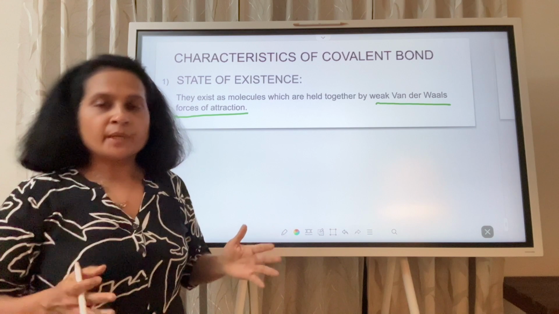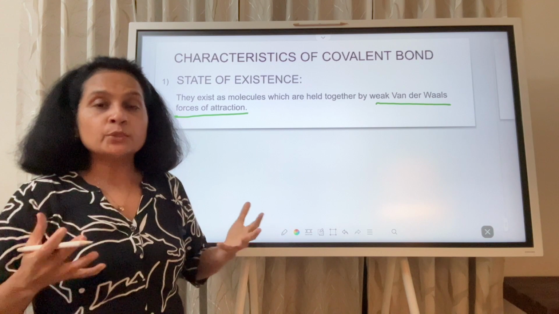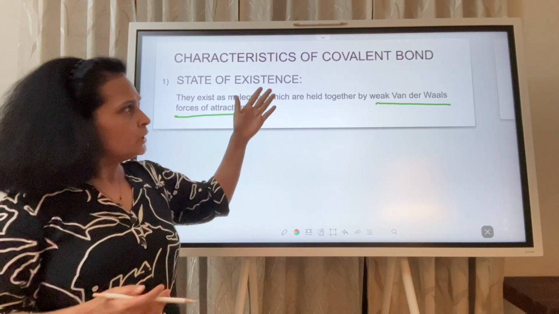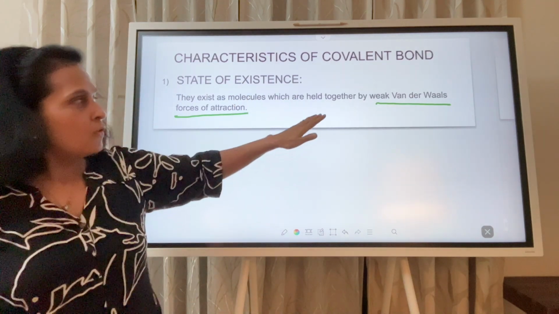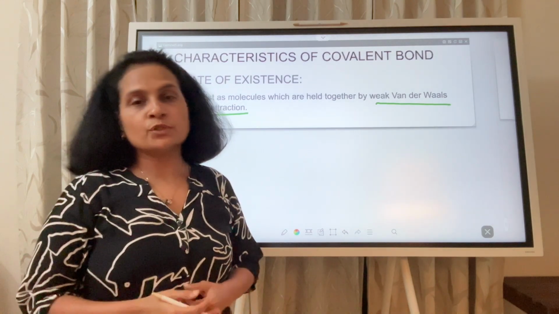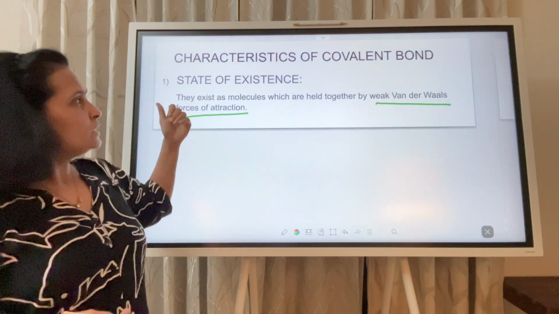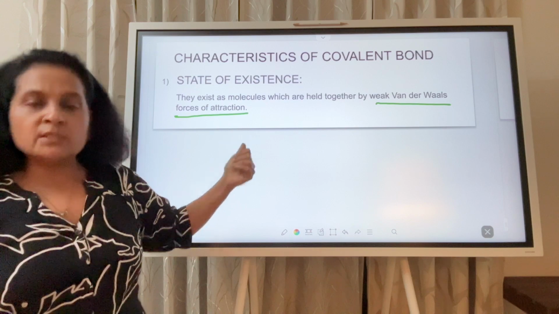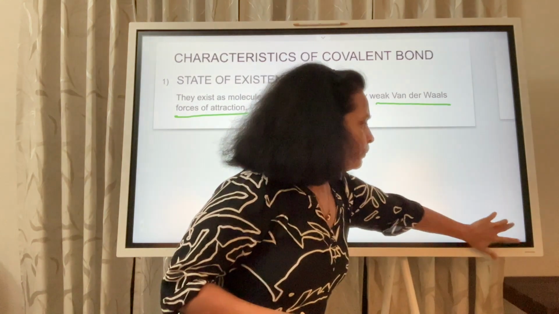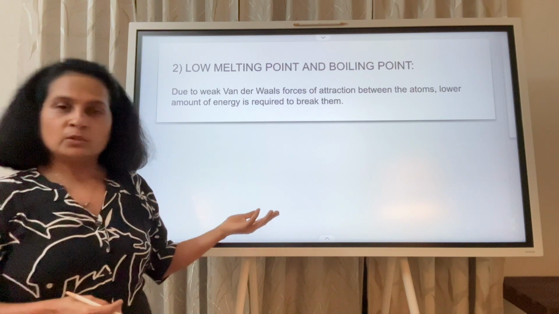Now, if you try and compare it to the ionic compounds, if you remember, they had strong electrostatic forces of attraction between the bonding atoms. Now, in covalent bonds, the forces of attraction are weak, and they are called the van der Waals forces of attraction. Now, these forces of attraction being weak, these atoms in combination exist as molecules. Alright? And if the van der Waals forces of attraction are weak, what does it mean?